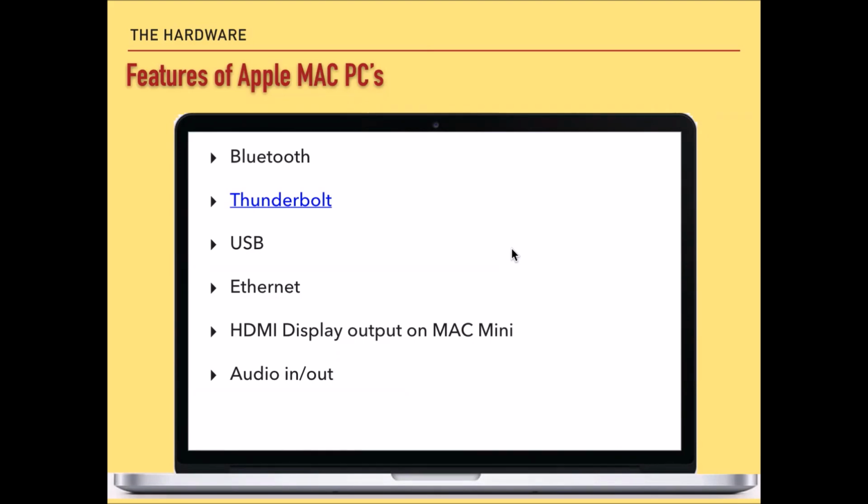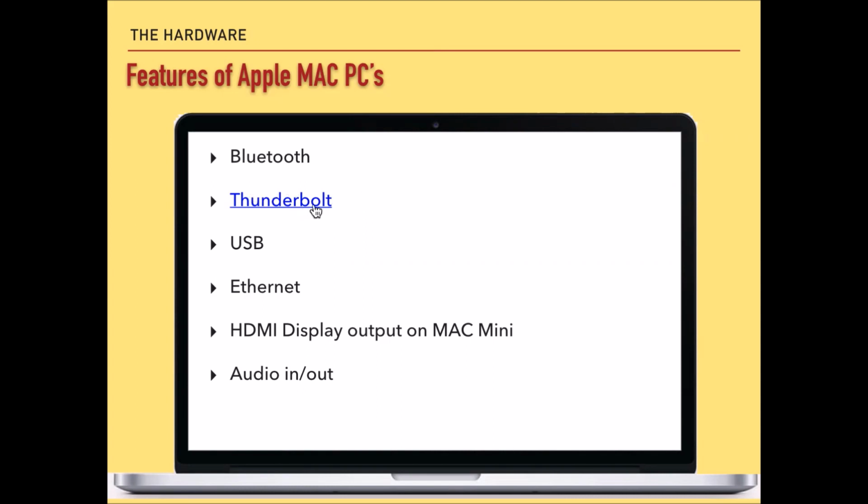So to talk about the hardware first, these are features that all of the Apple Mac PCs have. Bluetooth is one of the features that has always been in a Mac, and only recently does Windows include Bluetooth, if you buy a new Windows PC. The older ones that I still have around did not have Bluetooth. So if you wanted to use Bluetooth, you had to have a Bluetooth USB dongle that you would plug in. But that has been built into all of the Macs from day one.